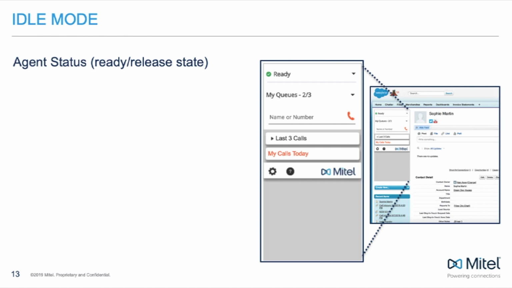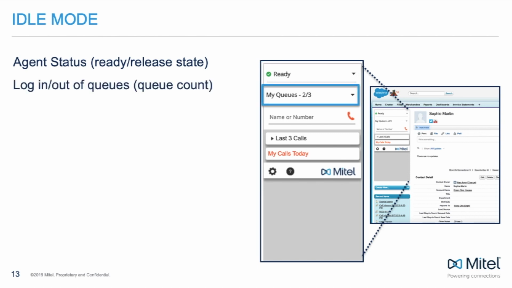Once the agent has logged in, you will see the Agent Status pull-down menu, where you can see your current agent state, as well as click on the pull-down menu to change your state. The My Queues pull-down allows you to log in and out of your queues to which you have been assigned. In this case, the agent is logged into 2 out of 3 queues.